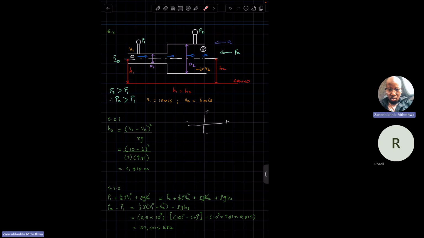So having established that, if F2 is greater than F1, it also means P2 is greater than P1. Any questions on that one? No, sir.